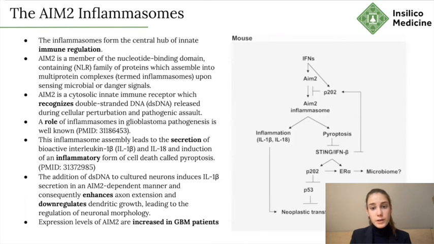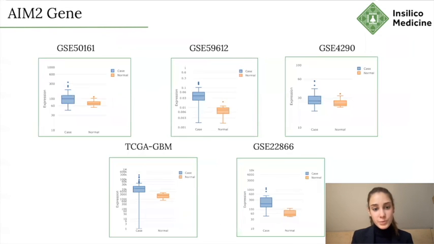The addition of dsDNA to cultured neurons enhanced axon extension and downregulated dendritic growth, leading to the regulation of neuronal morphology. Studies have shown that AIM2 expression went up in glioblastoma patients as compared to healthy patients. On the image on the right, you will see the AIM2 inflammasome pathway in more detail. And we also made box plots in Pandomics for this pathway and saw large differences between healthy and diseased patients. You too can see here that the AIM2 expression is higher in glioblastoma patients.